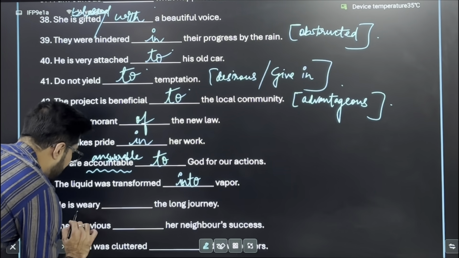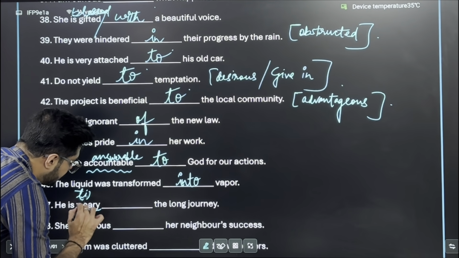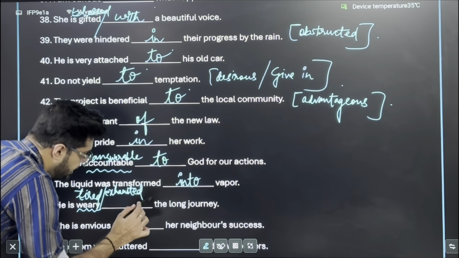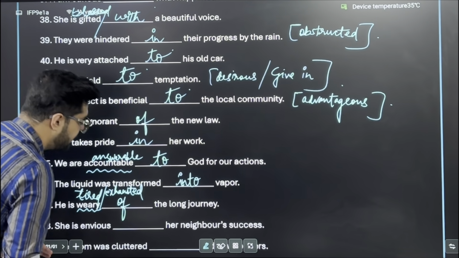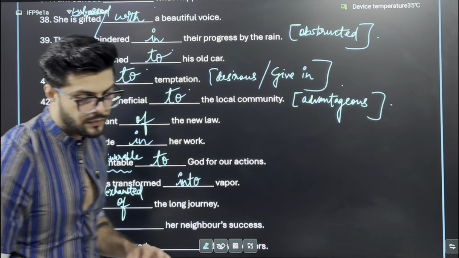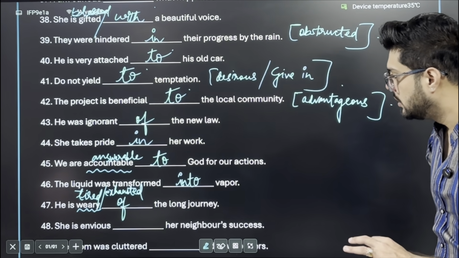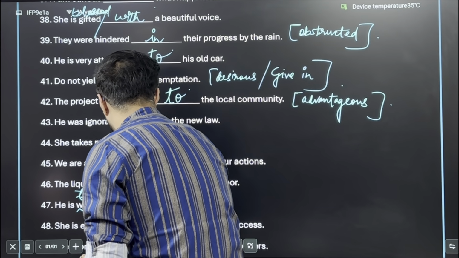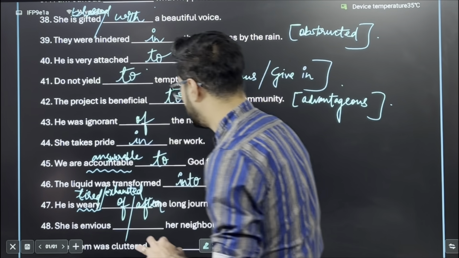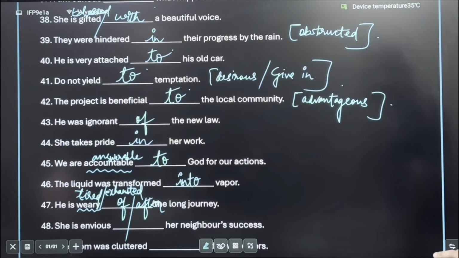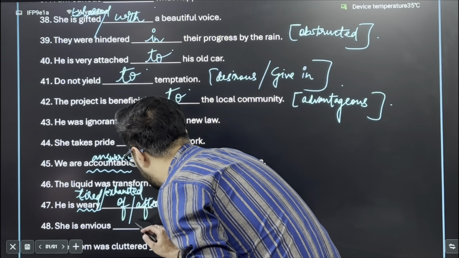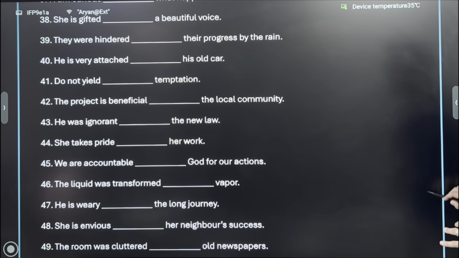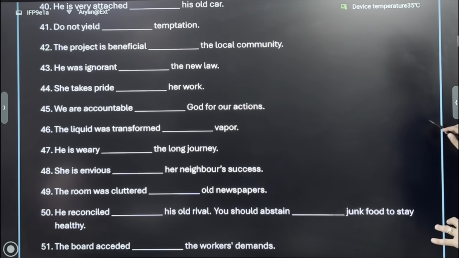He is very tired or exhausted of the long journey. He is tired और exhausted of the long journey. या फिर आप यहाँ पे he is very after भी बोल सकते हो. That is also acceptable. He is very after the long journey. She is envious. Envious means jealous. So she is envious of her neighbor's success. Jealous of her neighbor's success.